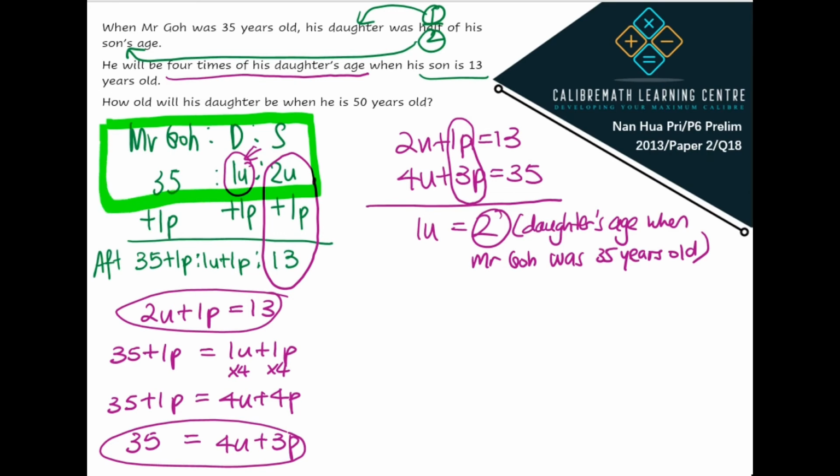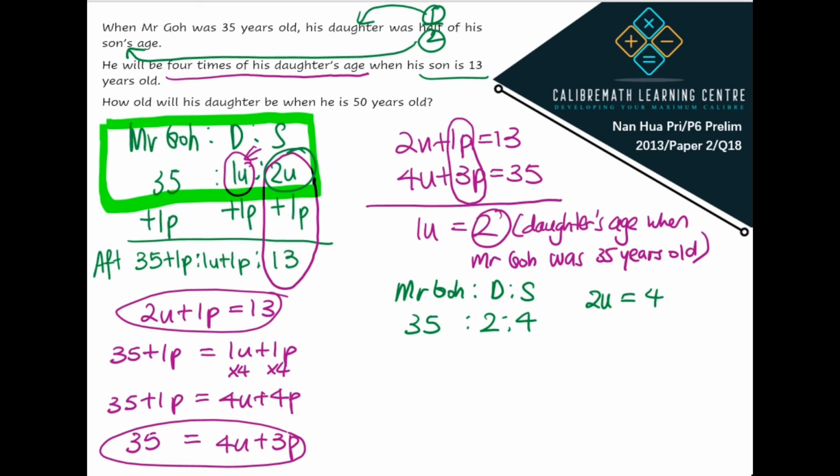Now that we have the value for 1 unit, let's rewrite the information for this part over here. So Mr. Goh to the daughter to the son. Mr. Goh is 35 as we know. And we know that the daughter is 1 unit, and we have found out that 1 unit is 2. So we can indicate daughter to be 2. And since we know that the son is 2 units, and we can find out that 2 units is equivalent to 4. So we can indicate that the son is 4 years old.